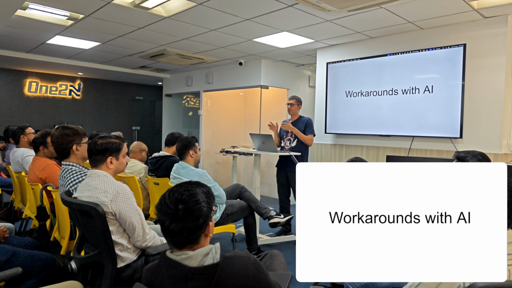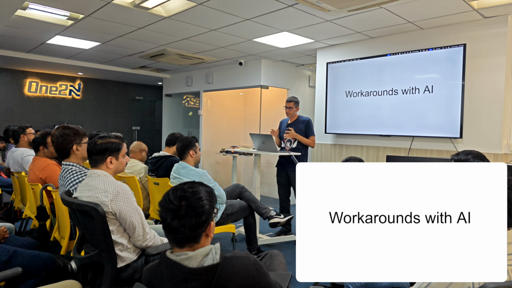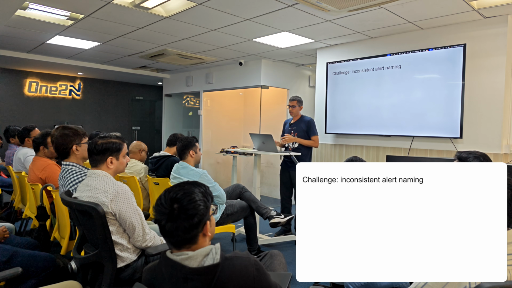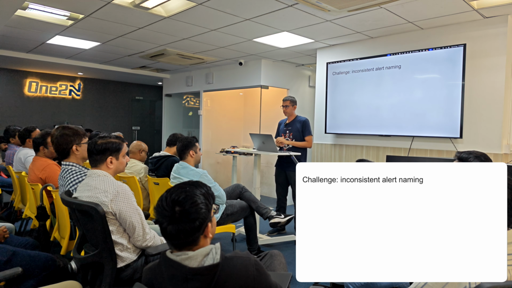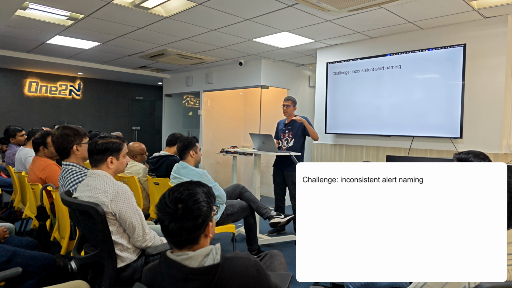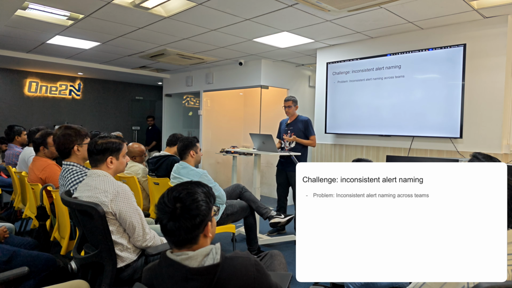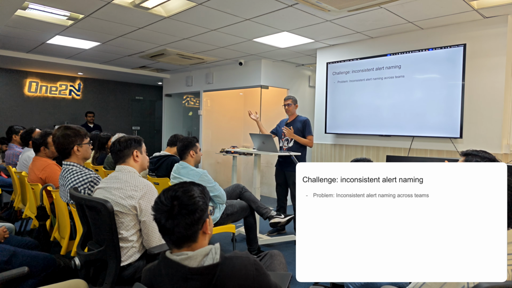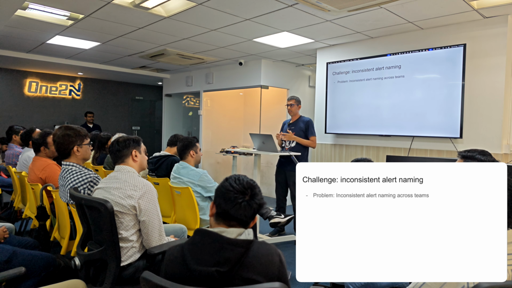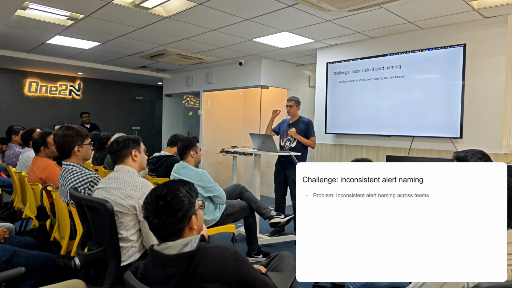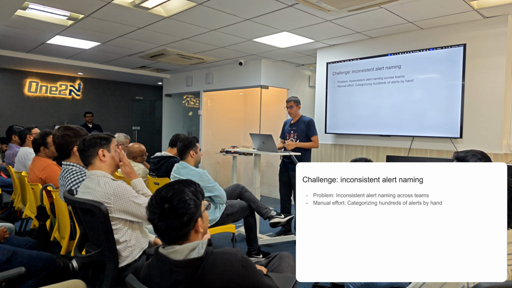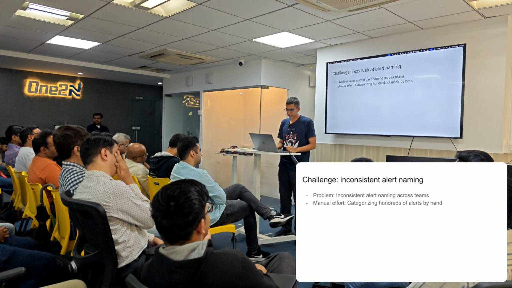Right? So this is where we started working with our customers to build some workarounds with AI. First one, inconsistent alert naming. This was the lowest hanging fruit. And this could have been very hard before LLMs. This is very simple now. The problem is inconsistent alert naming across teams. Different teams, they're like, I like critical, I like high. Low, medium, high, P0, P1, P2, critical, warning, error, different conventions. If we had manual effort, a lot of things would have been categorized.